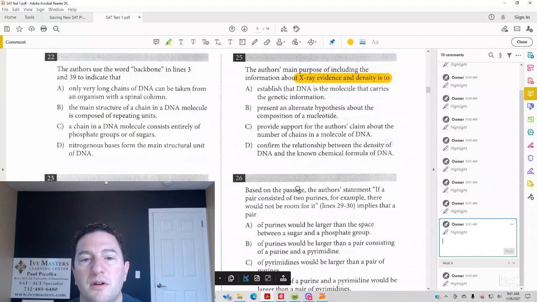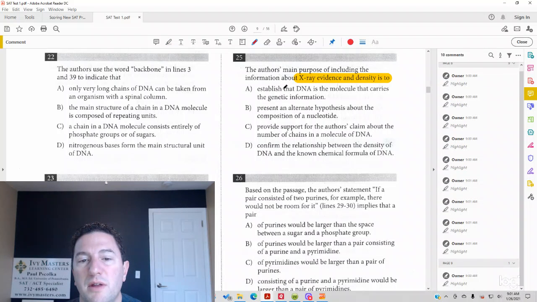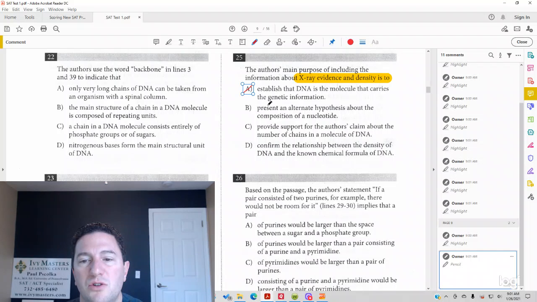So we go to the answer choices. The author's main purpose of including X-ray evidence and density is to establish that DNA is the molecule that carries the genetic information. It's probably already been established in the passage, and that's not directly what that paragraph's saying.